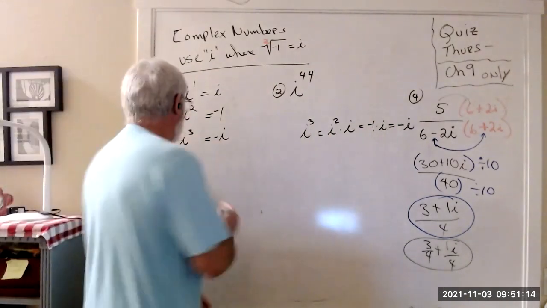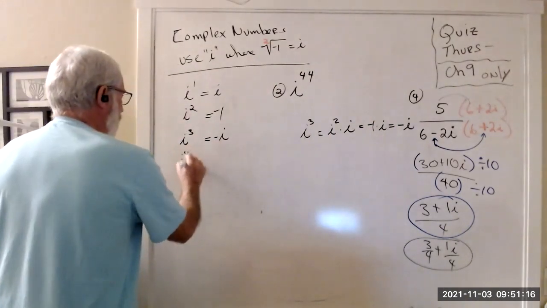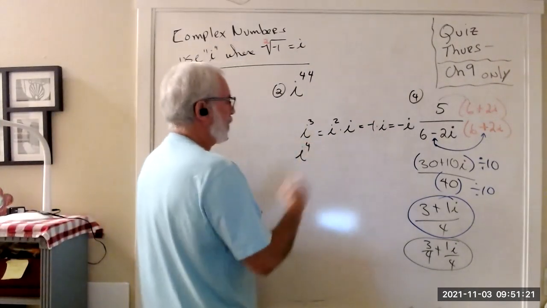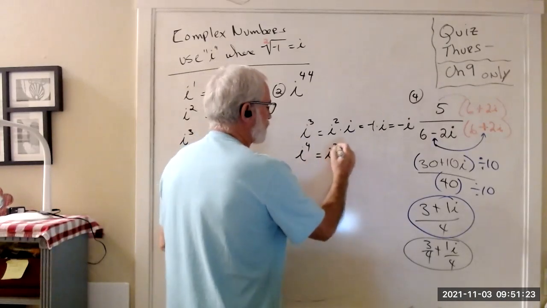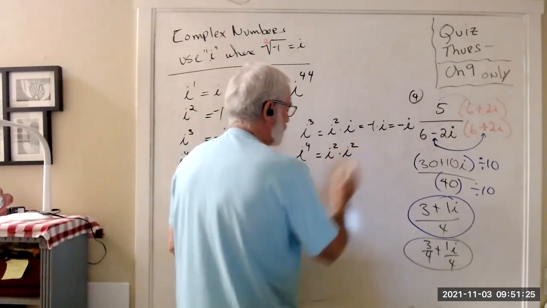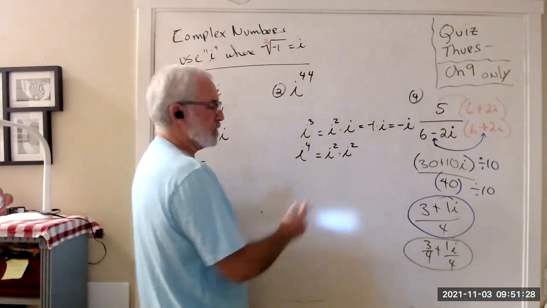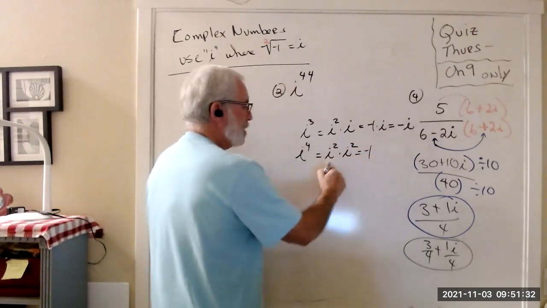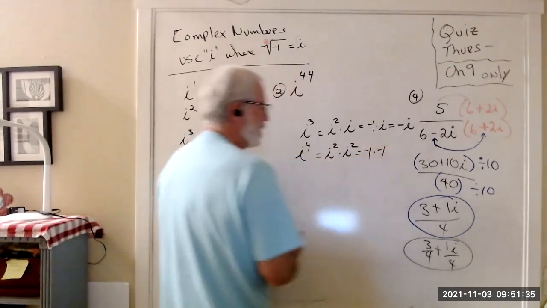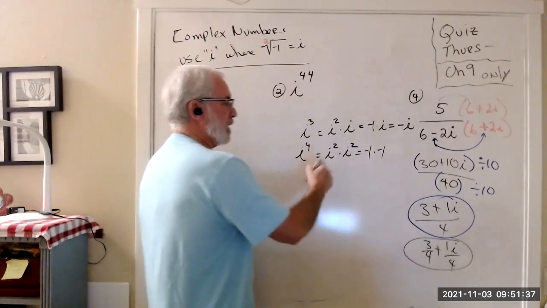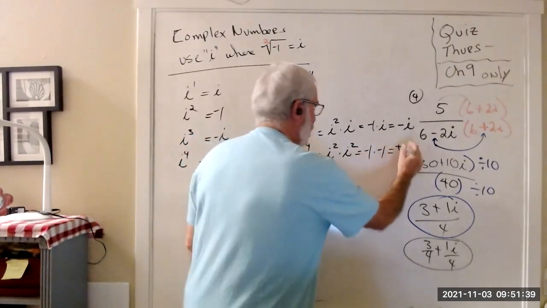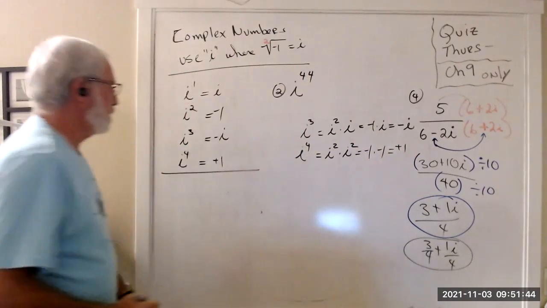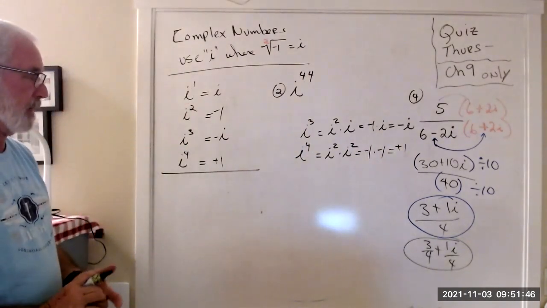Okay. Then what's i to the fourth? Well, you sit there and think a minute. i to the fourth could be i to the second times i to the second, using my rules of exponents. But i to the second is -1 times another -1. -1 times -1 is +1. So i to the fourth is +1. I want to draw a little line there because important things are going to happen.